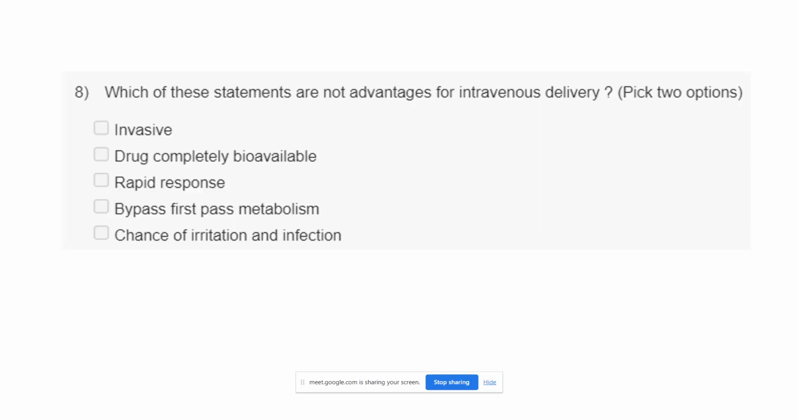The next question. Which of these statements are not advantageous for intravenous delivery? You have to select two options: invasive, drug completely bioavailable, rapid response, bypass first pass metabolism, chance of irritation and infection. First and last option. First and last, ma'am. 1 and 5.